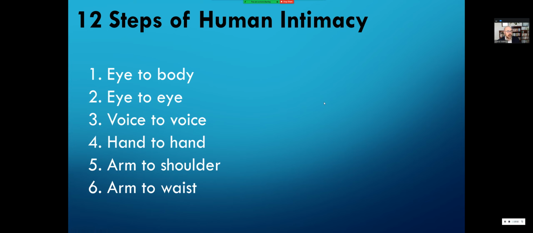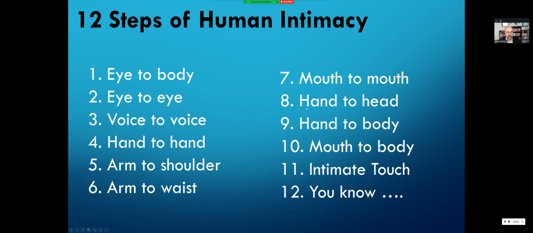The lowest step is eye to body. This is seeing a potential mate across the savannah, or in modern parlance, across the bar or the dance floor. And then the level of intimacy increases. So eye to body, eye to eye. You're trying to get that person to return a glance. Voice to voice, you're going to speak to the person. Hand to hand, this could be a handshake, or as the relationship matures, holding hands. And then as things progress, arm to shoulder, arm to waist. And then as you get into a more serious relationship, mouth to mouth, that first kiss, hand to head, hand to body, mouth to body, intimate touch, and ultimately consummation of the relationship.